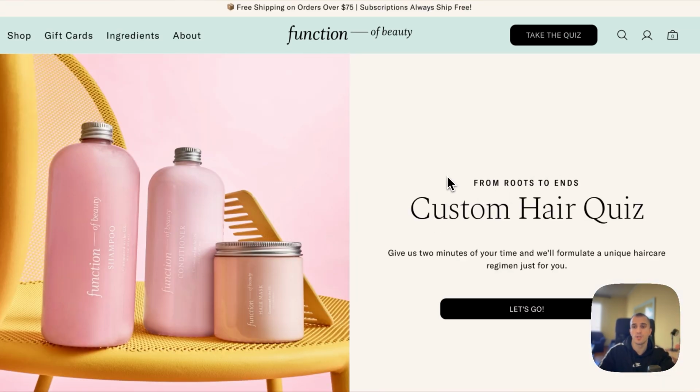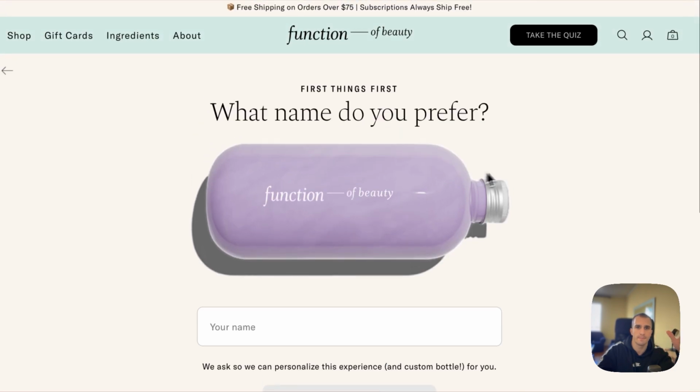When you get on this page, you start the quiz, which will help you get the personalized product and the formula for your specific case. And this is very powerful because personalization in marketing has always increased the conversion rate and helped customers get the exact solution that they need. So if you can personalize the experience of your customers, you will increase the conversion rate and you will increase their satisfaction.